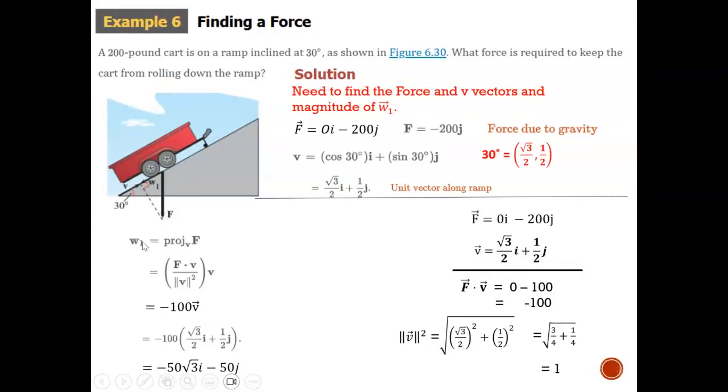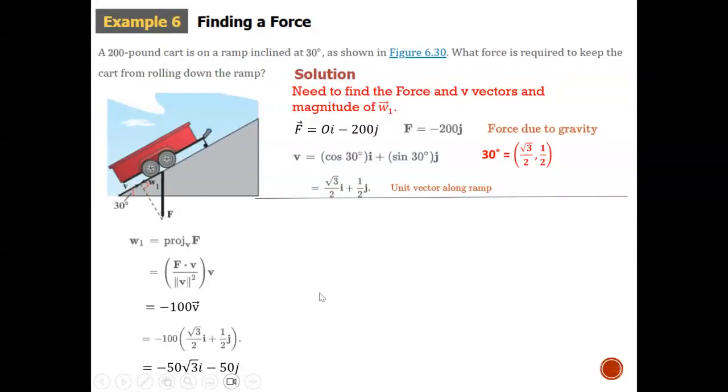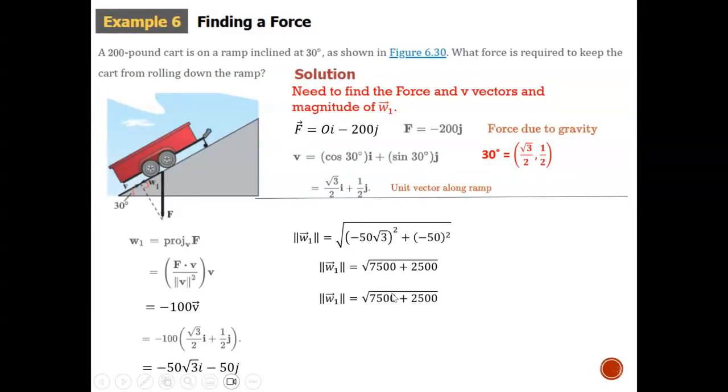That's W1. Now for the force required, we take the magnitude of W1, which will give us 100. So the force that's required is 100 pounds of force. That's what we find. That's how we solve these types of problems. So this cart requires 100 pounds of force to keep it from going downhill.